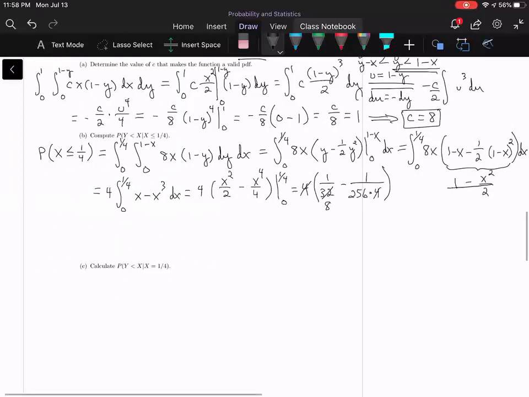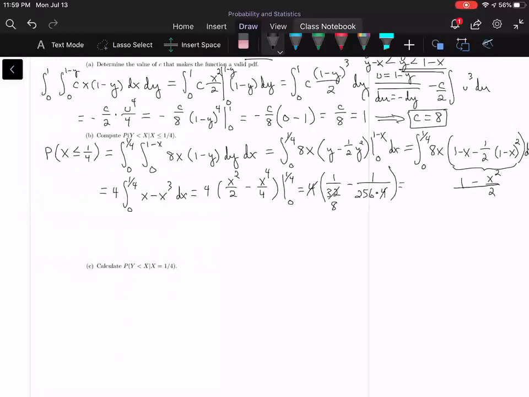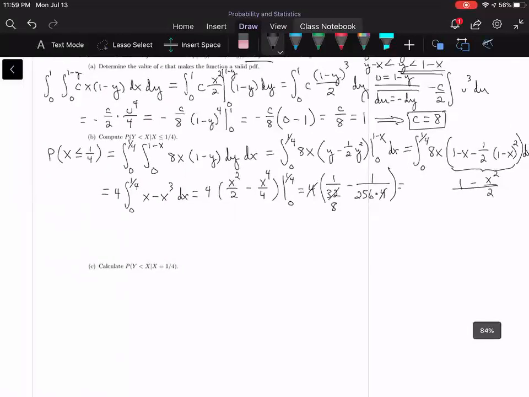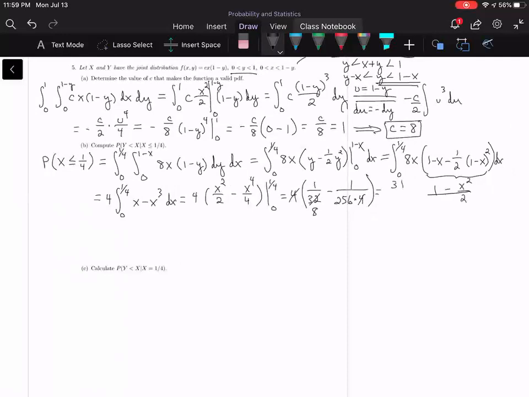And so this is 1/8 minus 1 over 256, which is 31 over 256. So that is our denominator. Let me just set you up for the numerator. I'll leave that for you guys to do on the side.